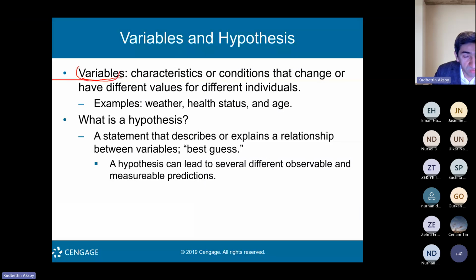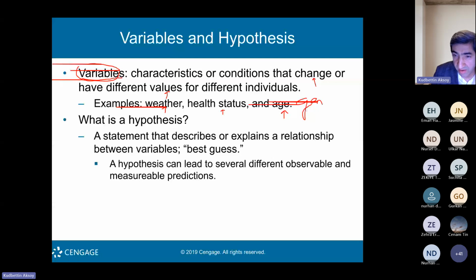There are all different kinds of variables. A variable is a characteristic or condition that changes, varies, or takes different values for different events. Temperature, weather temperature: 30 degrees, 40 degrees, 50 degrees, it changes. Health status: somebody is healthy or not healthy. Age, number, gender.